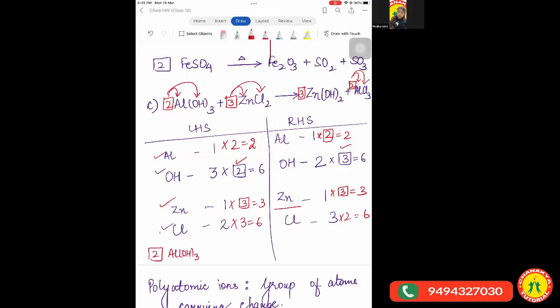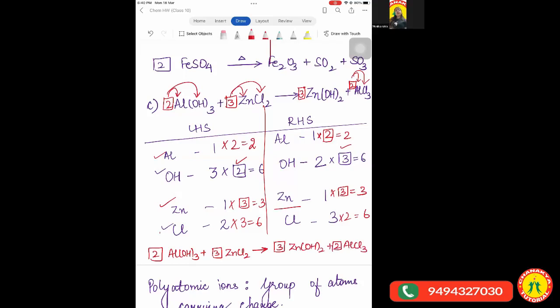2Al(OH)3 plus 3ZnCl2 gives, this gives us 3Zn(OH)2 plus 2AlCl3.